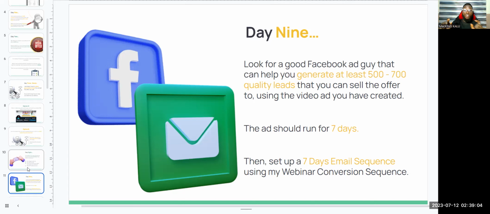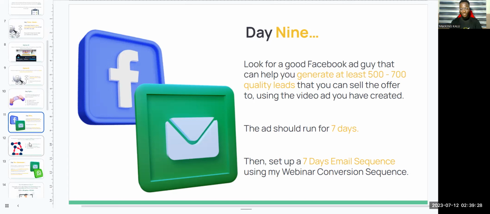Now, this ad should run for 7 days. Once this ad is running, or even before it starts running, what you should do is set up a 7 days email sequence. Of course, you are going to be using email lists to sell this particular webinar. So you should set up a 7 days email sequence using my webinar conversion sequence. I already have that for you. Don't worry, I like you enough to reduce the stress for you.